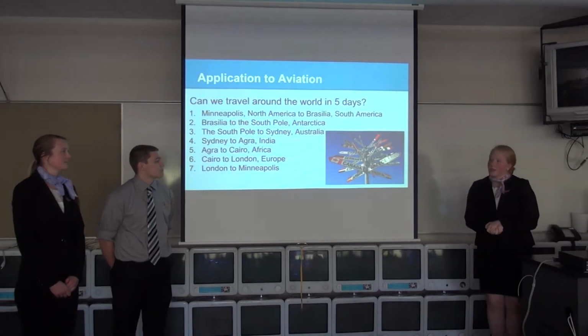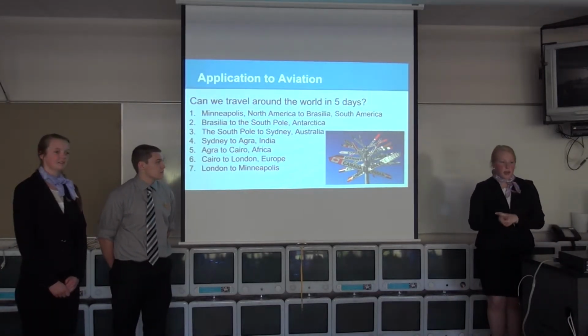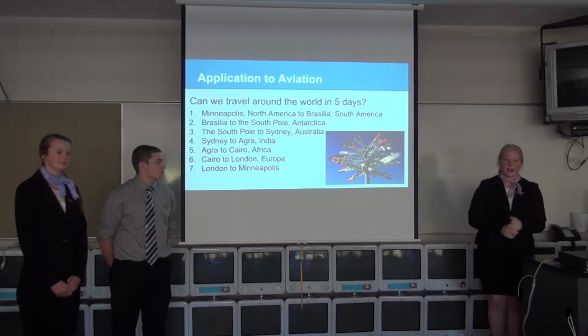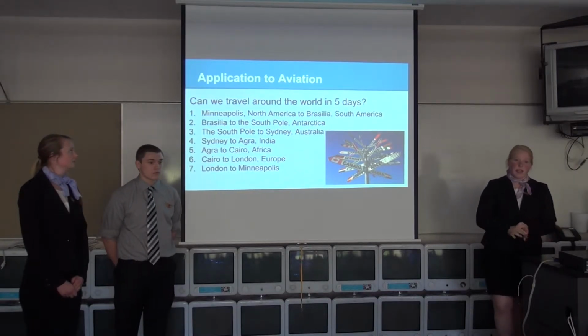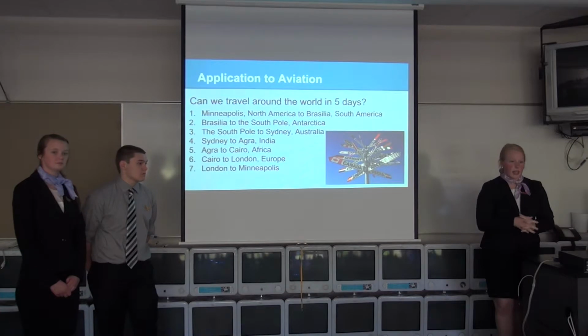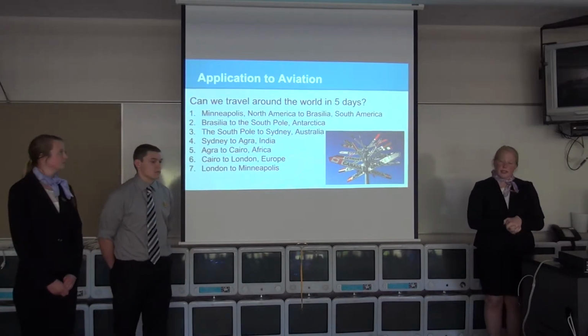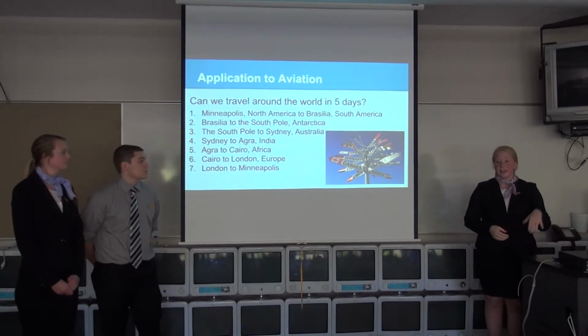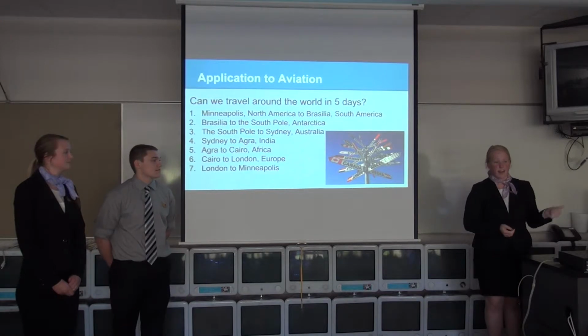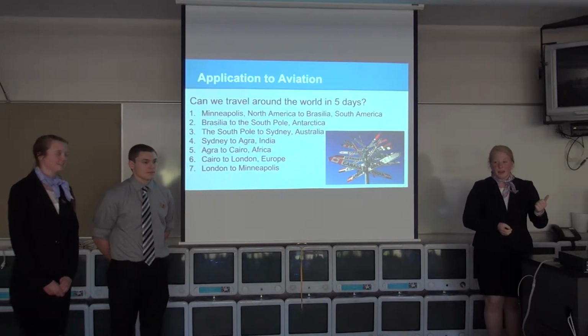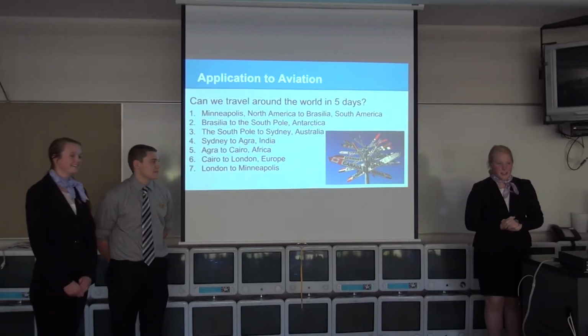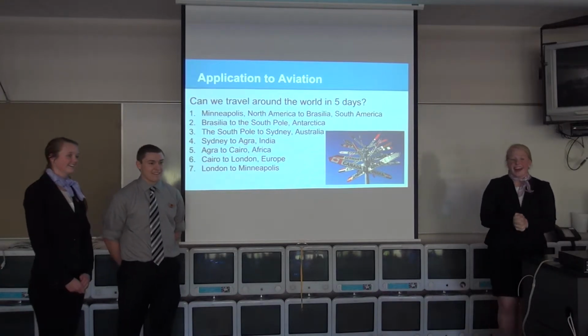So what we wanted to do was figure out if it was possible to travel the world in 5 days and hit all 7 continents. So we came up with a plan to travel from city to city. Where we started was Minneapolis, and then we went to Brasilia. The original plan was to skip Antarctica because we thought there weren't any airports there. Turns out there's over 40.